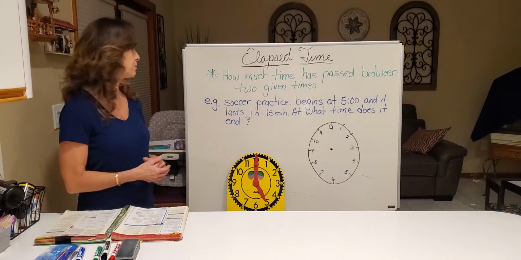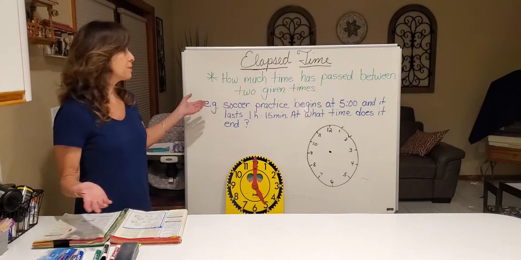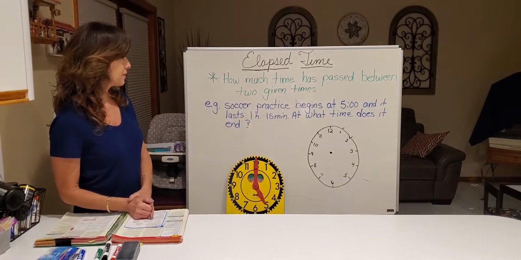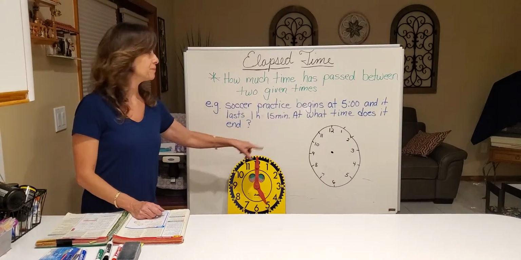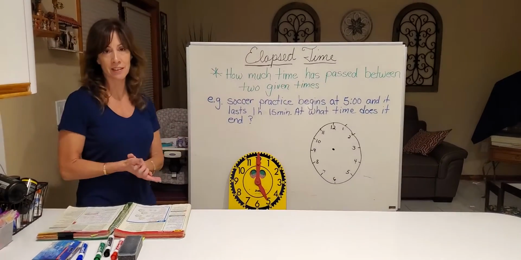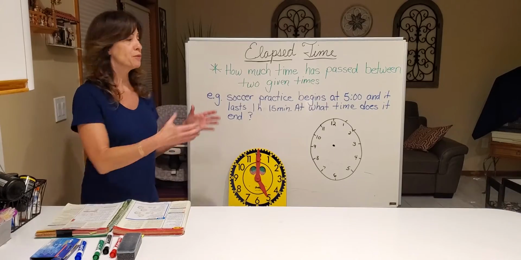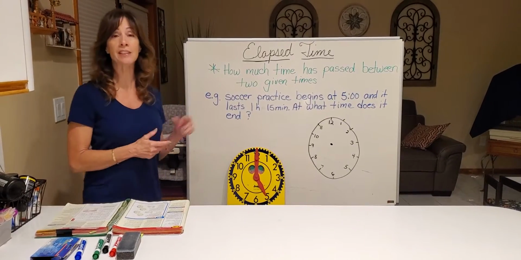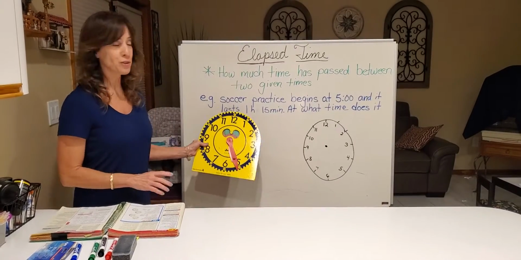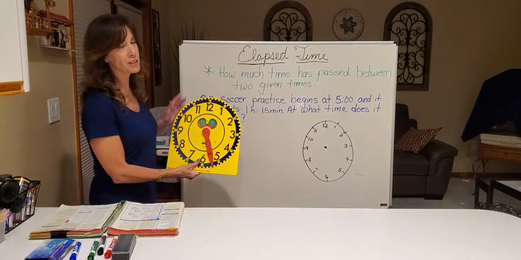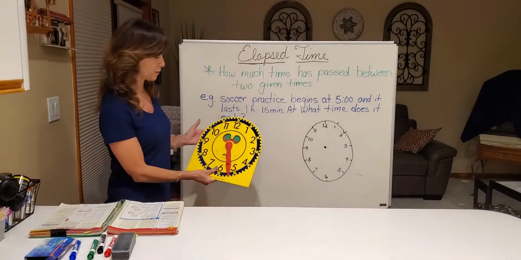So for example, soccer practice begins at 5 o'clock and it lasts an hour and 15 minutes. At what time does it end? That's elapsed time, from one time to another. So let's see if we can answer this. The best way to do it, boys and girls, is with two clocks. Since I only have one big clock, I drew another one.